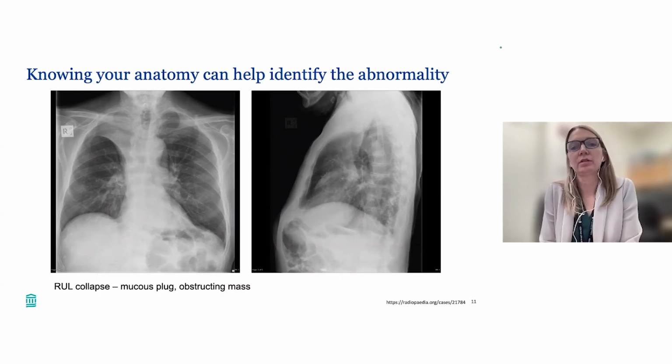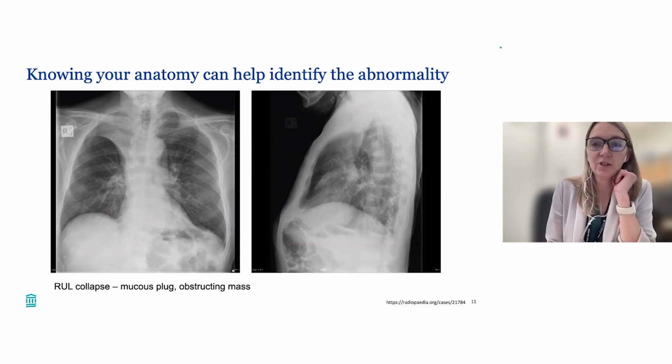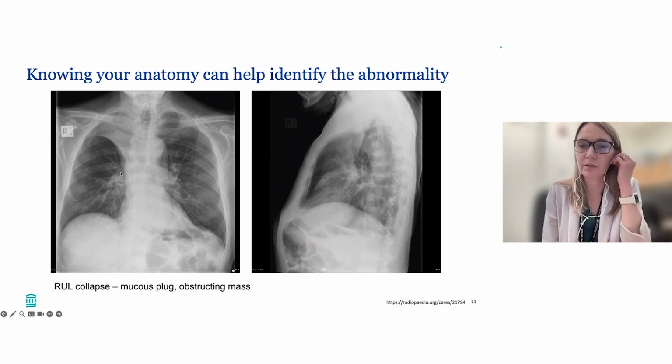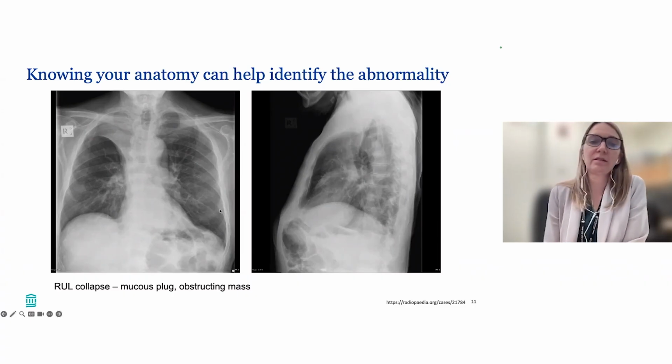So why is it important to know your anatomy? It can help you identify abnormalities. In this chest x-ray, we can see the minor fissure that separates the right upper lobe from the right middle lobe is pulled superiorly, and there is an area of denser tissue medially. This is a classic chest x-ray showing right upper lobe collapse, which can be caused by mucus plugging, an obstructing mass, foreign body, or some other obstructing pathology. Right upper lobe collapse is a common pathology that you should be able to identify on imaging.